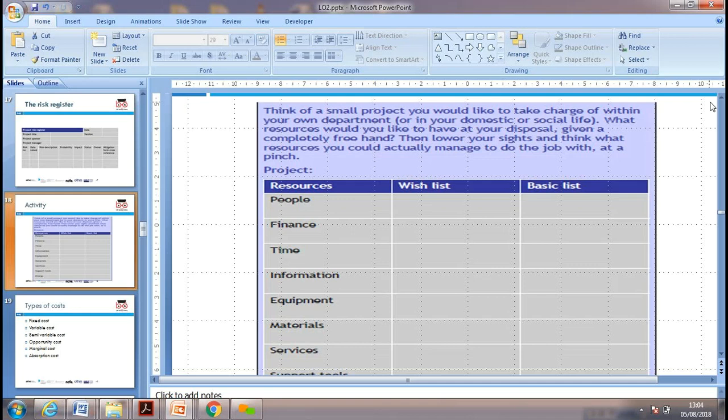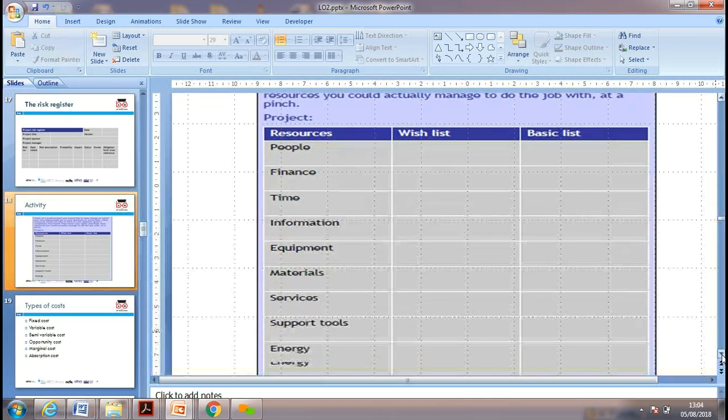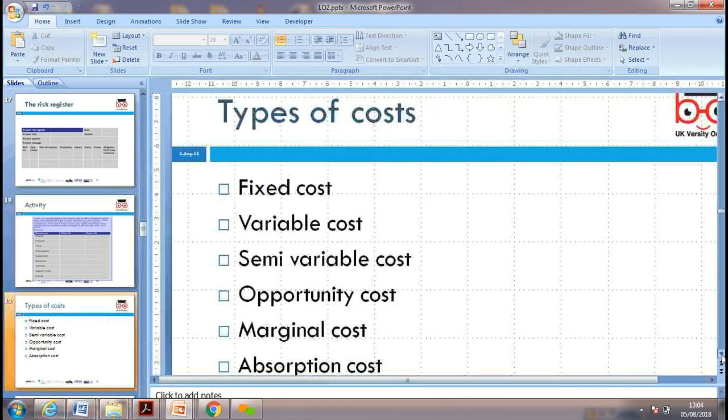Depends. If you're working, you need to look around. You have people resources, and you can list them: finance, time, information, equipment, materials, how much you require, services and all. This is just a list. If you're working in an organization, that will help.